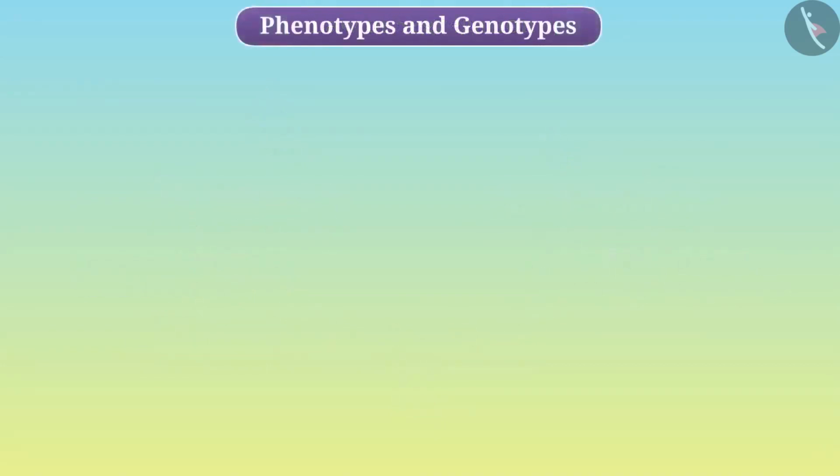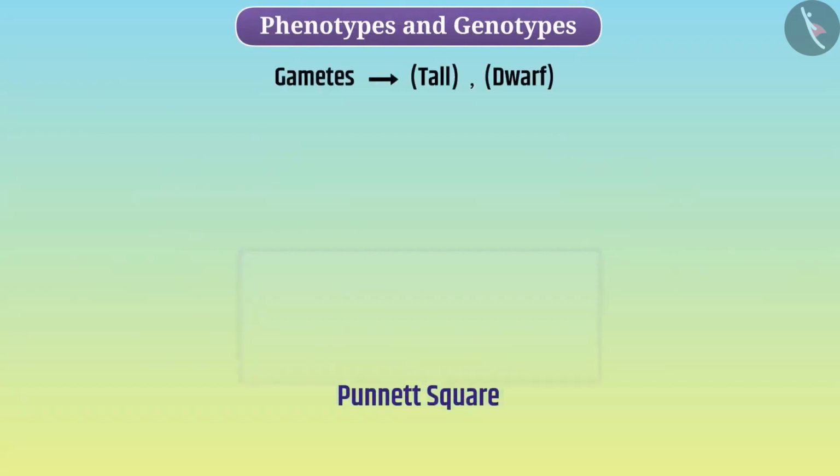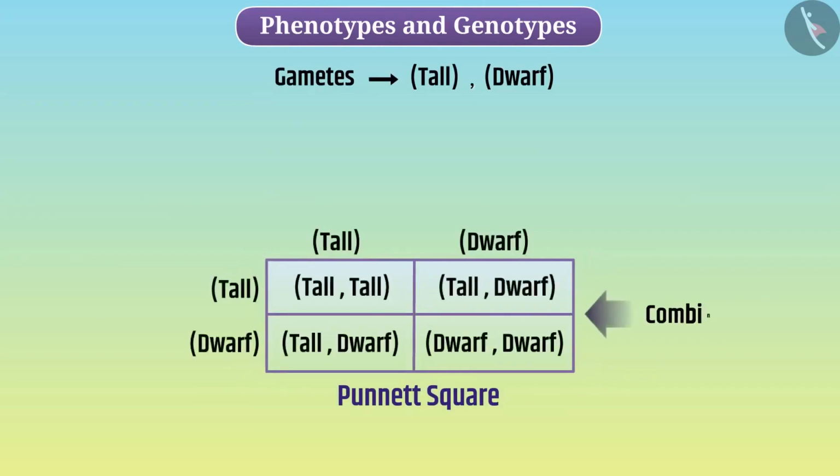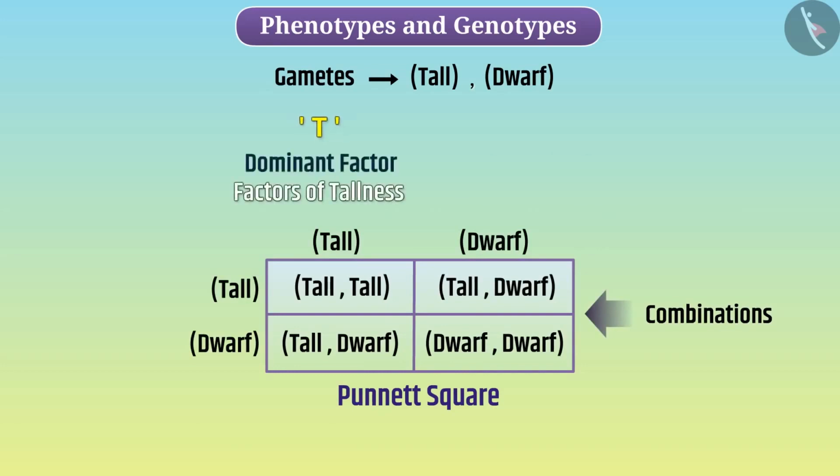Inheritance can be understood through Punnett square. In this, we arrange the male and female gametes vertically and horizontally and find the possible combinations. We represent the dominant factor with uppercase letters and the recessive factor with lowercase letters. For example, tallness can be represented by uppercase T and dwarfness with a lowercase t.